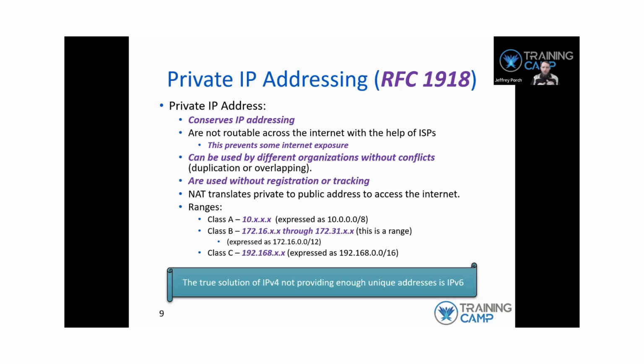So basically these three ranges: the 10 range, literally anything that begins with the number 10; the 172.16 through 172.31 range, and that is 172.16, 17, 18, 19, all the way up to 31, including 31. So technically it goes up to 31.255.255, just short of dot 32. That is also a private range.